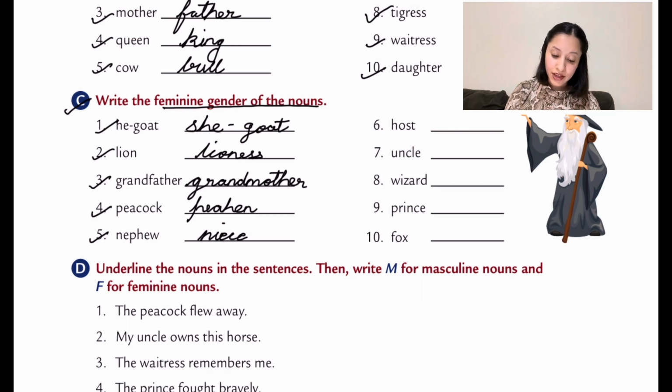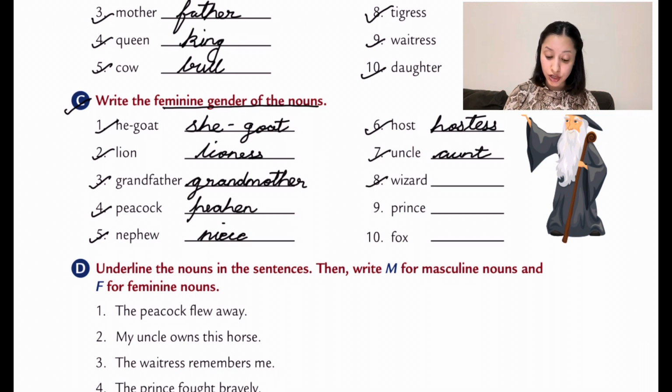Then sixth one, host. What will be the feminine gender of host? It will be hostess. Uncle. What will be the feminine gender of uncle? It will be aunt. Eighth one, wizard. What will be the feminine gender of wizard? It will be witch. W-I-T-C-H.